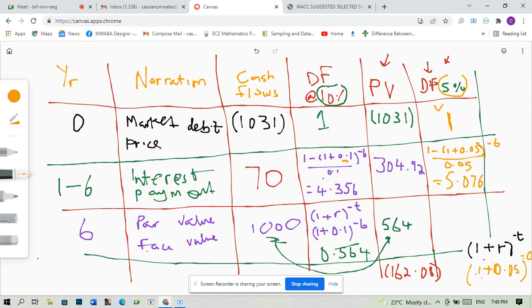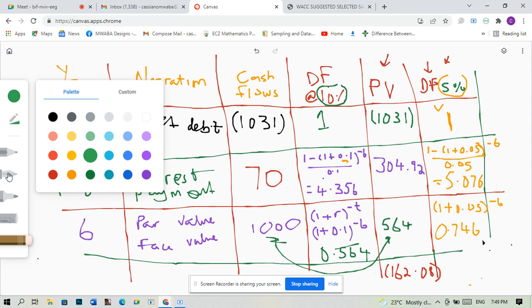Then we go to the year for our face value. We say 1 plus 0.05 to the power negative 6, and we get 0.7462. Any questions? Okay, wonderful.